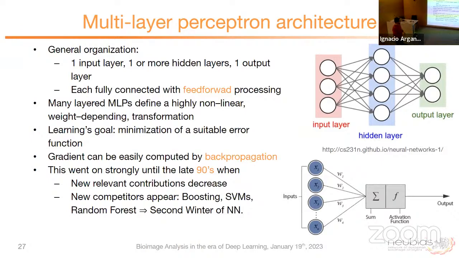For example, by backpropagating the error to each of those weights, you can see how much they contributed to the error, so you can correct them accordingly. Okay. So you keep showing samples, calculating the error committed, and then going back and adjusting the weights. This went on very strongly until the end of the 90s, when relevant contributions decreased. There were competitors that were actually faster, like I said, SVM and random forest, and this was the second winter of neural networks. Okay?